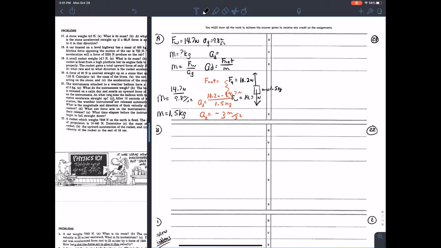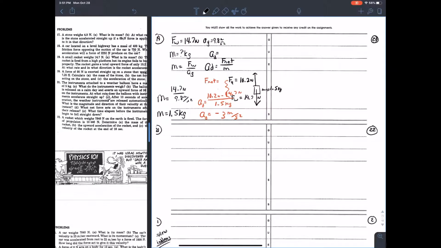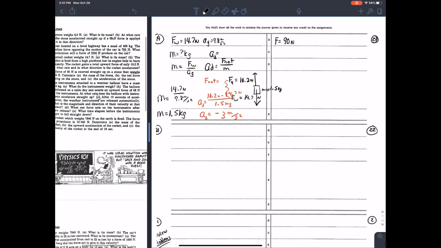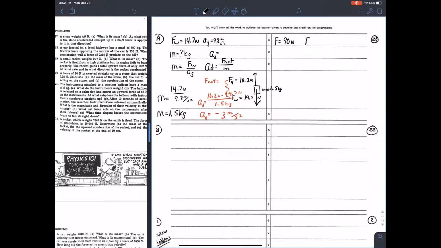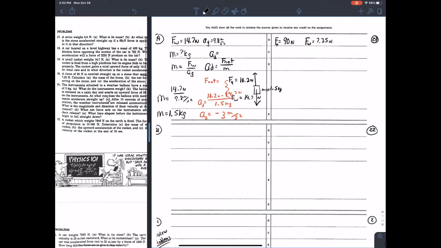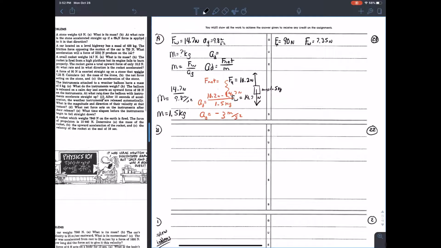We're going to hop over to number 20. It says we have a force of 90 newtons, and that force is going to be acting straight up on a stone that weighs, all right, so we're going to have weight equals 7.35 newtons. I'm going to put a little up arrow for that force. And it has the first thing, what is the mass of this stone?